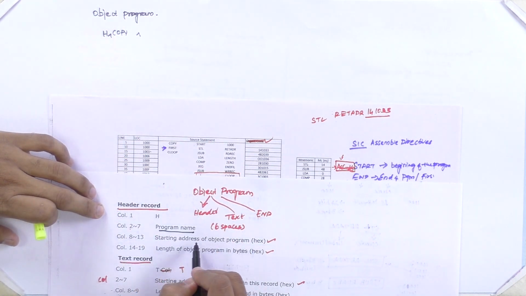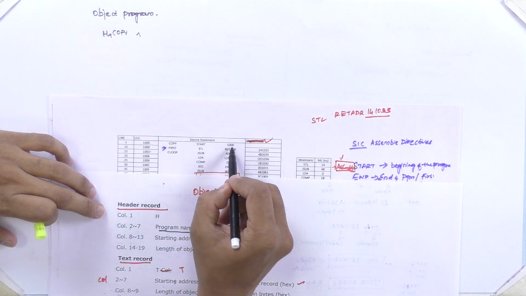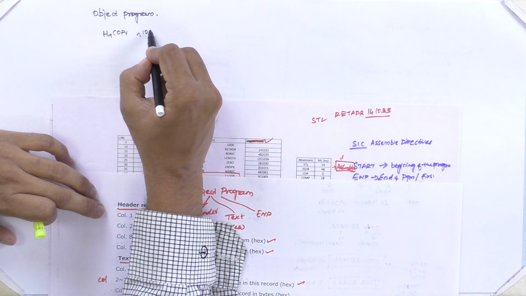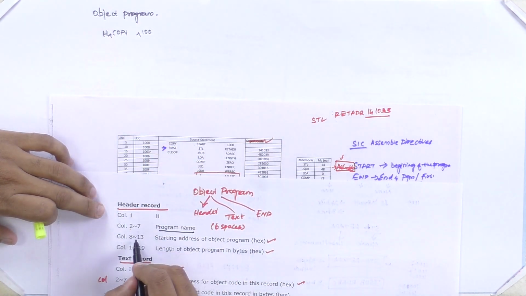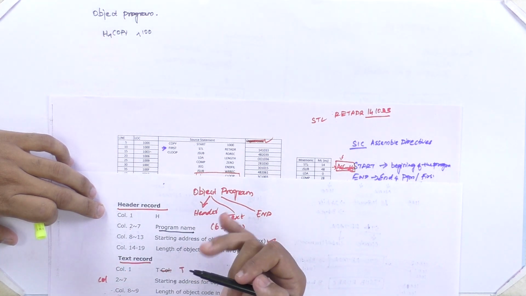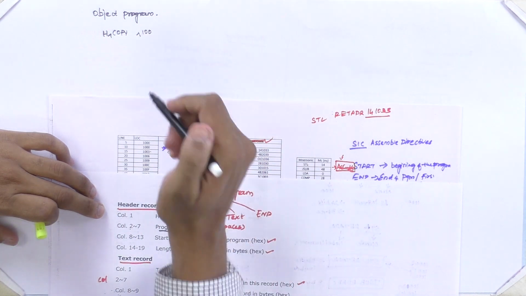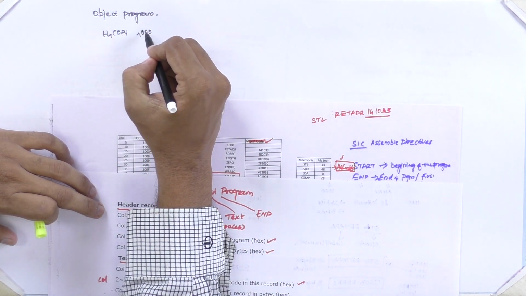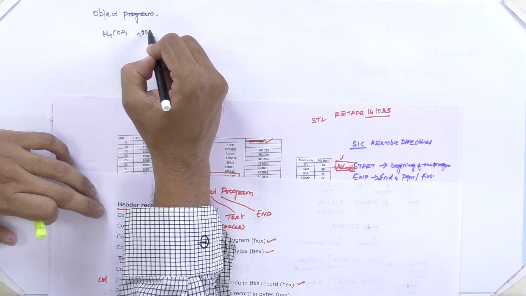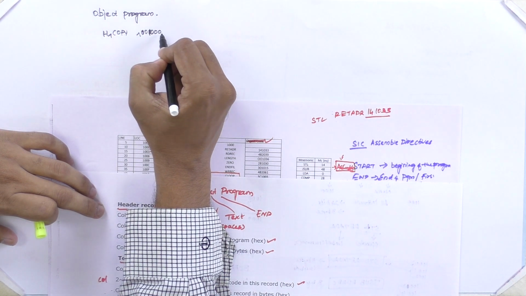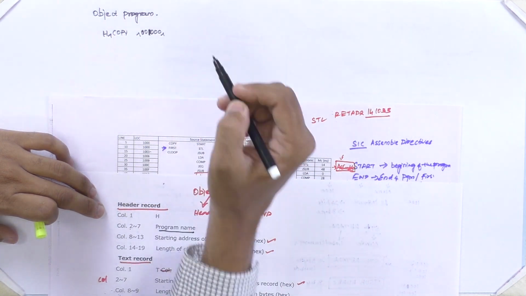The next, starting address of the program. Starting address of the program is 1000. So here it can have from column 8 to 13, so 8, 9, 10, 11, 12, 13, 6 places. So the first 2 places are 0, second spaces will be 1000. So starting address is 1000.